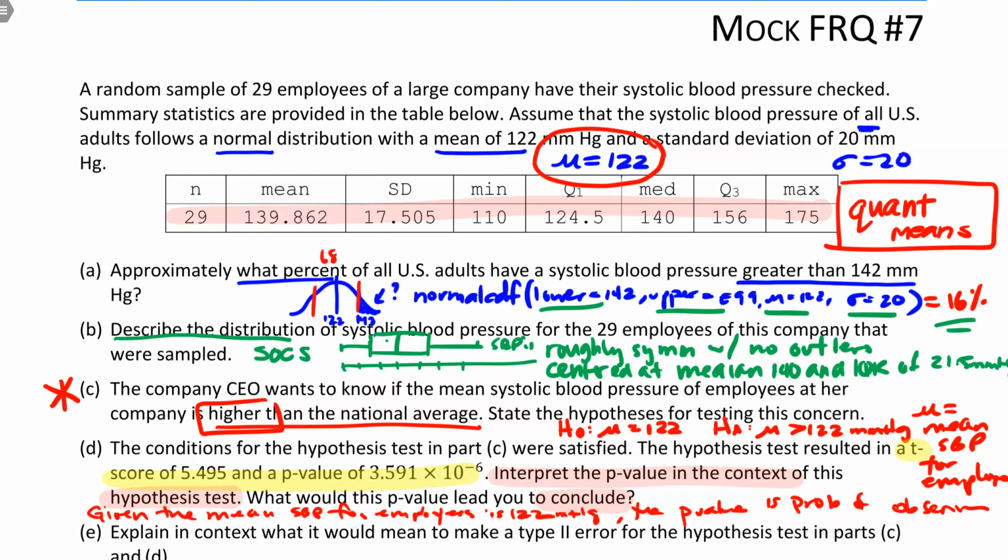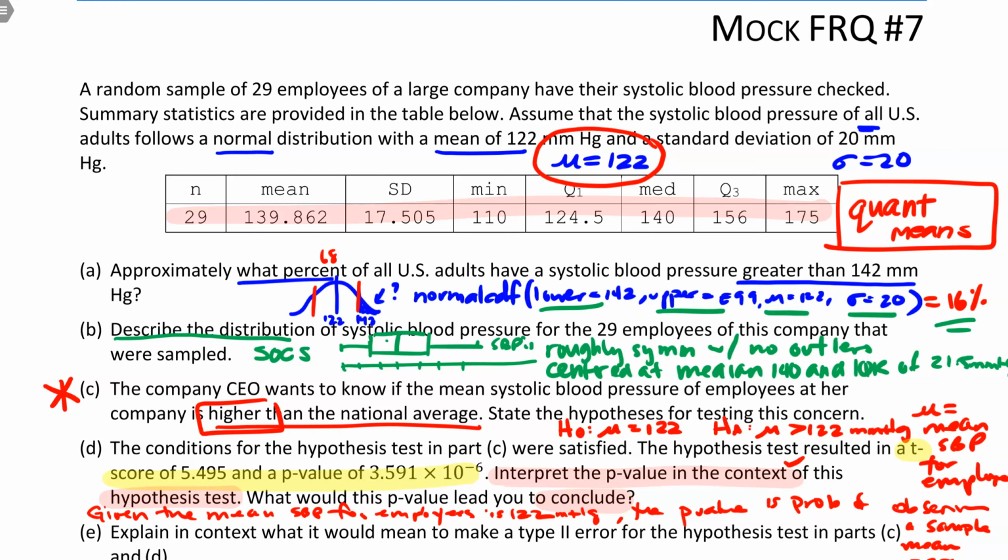So we could just stop with observing a sample as or more extreme, or we could say observing a sample mean of 139.8 or higher, right? So as or more extreme, I can either put in the number or not. We saw last time in the 2007 exam that they didn't actually require you to bring up the sample mean in that. So that's just this piece, interpreting the p-value in context.